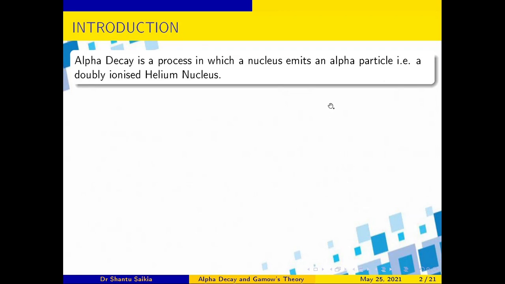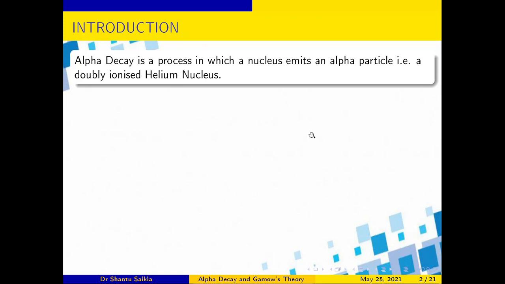It emits an alpha particle, that is, a doubly ionized helium nucleus. We have already discussed what this alpha particle is and what its basic properties are. It's a doubly ionized helium nucleus, a positively charged particle which is affected by electric and magnetic fields. It can ionize matter, ionize gases as it passes through them. Also, it has penetration power. It can penetrate through material, substances, gases, etc.